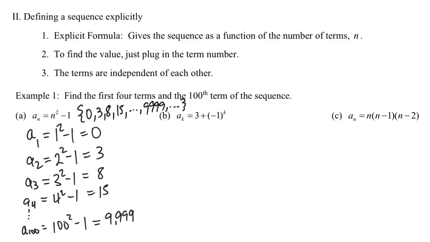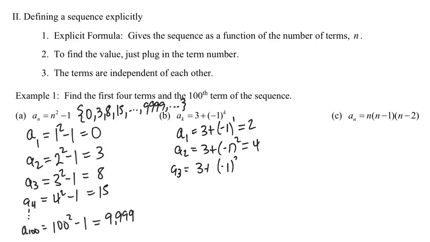Now for letter B, we have a sub k is equal to 3 plus negative 1 raised to the k power. And so the first term is going to equal 3 plus negative 1 to the first, which will equal 2. A sub 2 will be 3 plus negative 1 squared, which is going to be positive 4. The third term is going to be 3 plus negative 1 cubed. Negative 1 cubed is negative 1, so this is going to be 2. And a sub 4 is going to be 3 plus negative 1 to the fourth, which is going to make that positive 1 plus 3 is equal to 4.